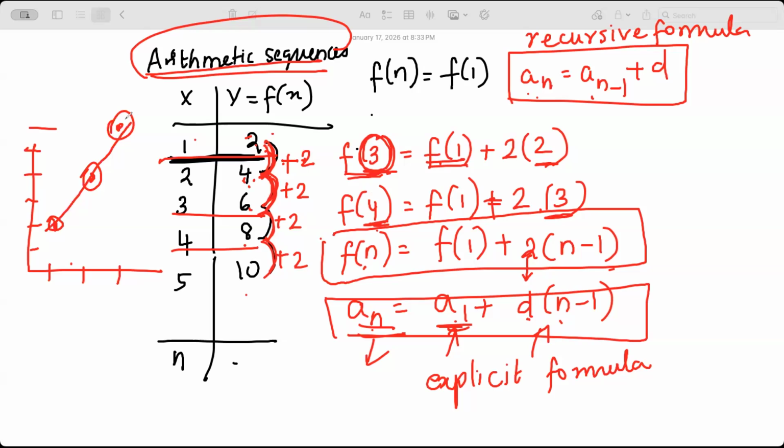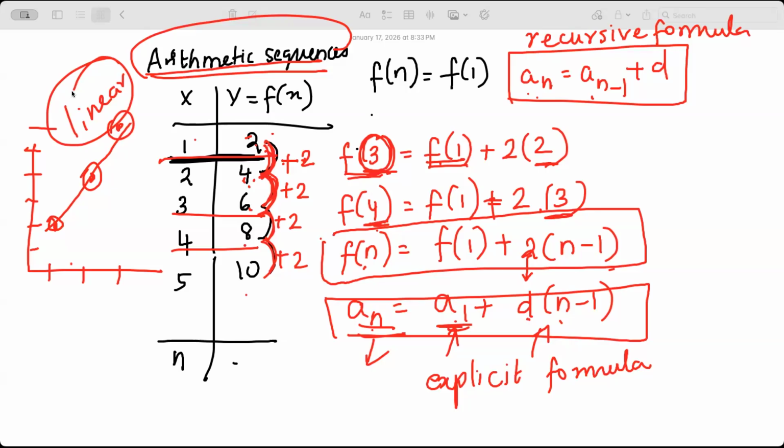Now, when I plot it, what does it form? Arithmetic sequences, when plotted into a graph, are linear. They form lines. Any questions?